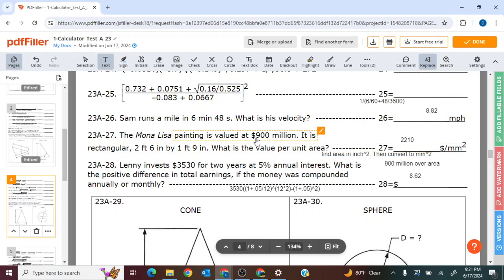The Mona Lisa is valued at 900 million. It is rectangular. They want the value per unit area. So first off, you should figure out the area in terms of inches. 2 times 12 plus 6 is 30 inches. And then 1 times 12 plus 9 is 21 inches. Multiply those together, and the area is 630 inches squared.